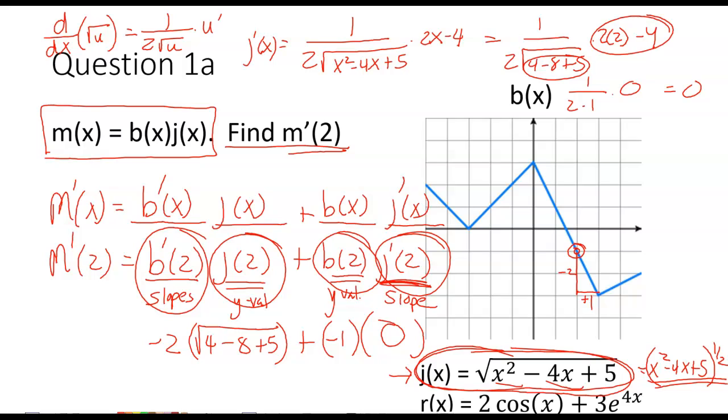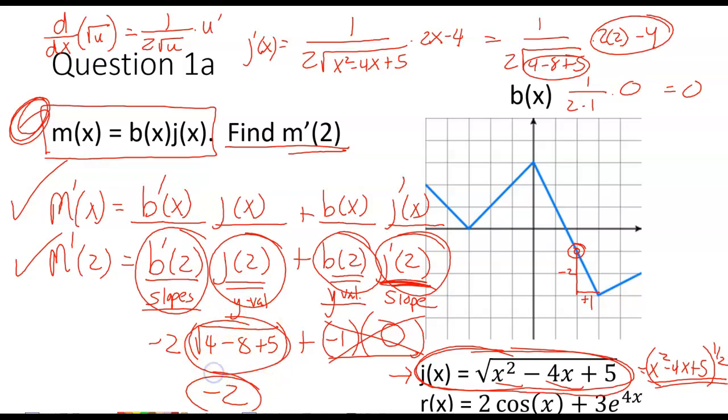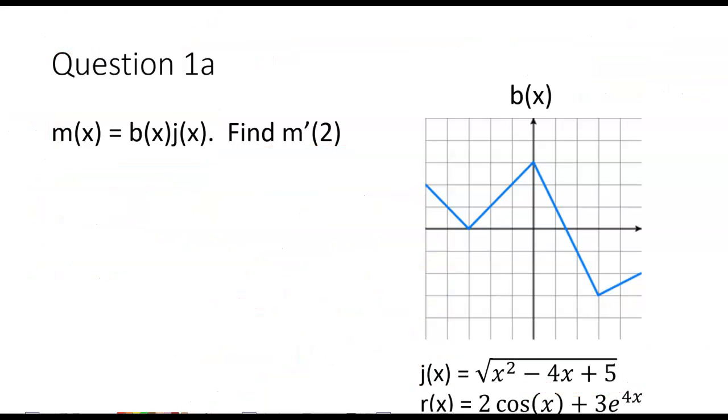All right, so let's review. We have our function. We found the derivative using the product rule. We plugged in 2. For the graph, the derivative means slope. The non-derivative means the y value. And then for the square root function, when we had the derivative, we had to do the formula. All right, now we're ready to continue. 0 times negative 1 is just 0, so we can ignore that. And this just gives me 1, so we have the final answer is negative 2.